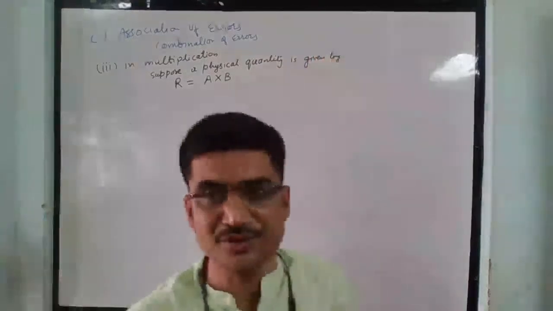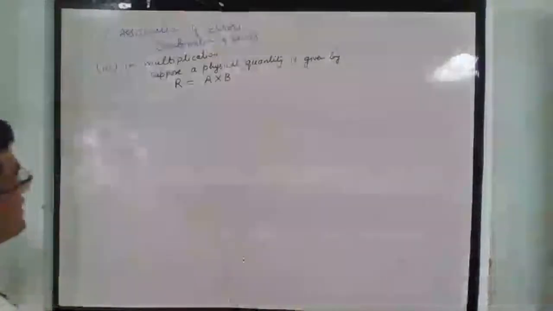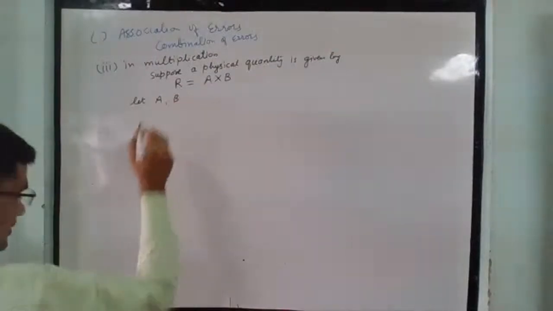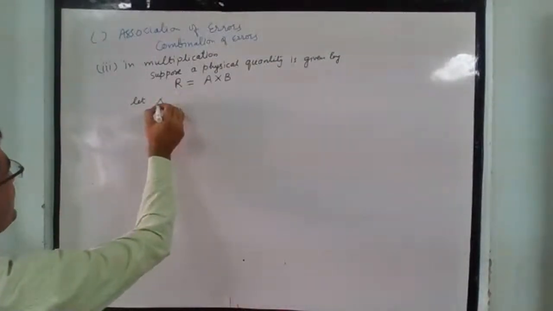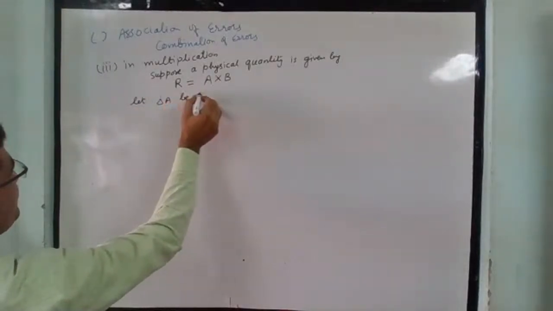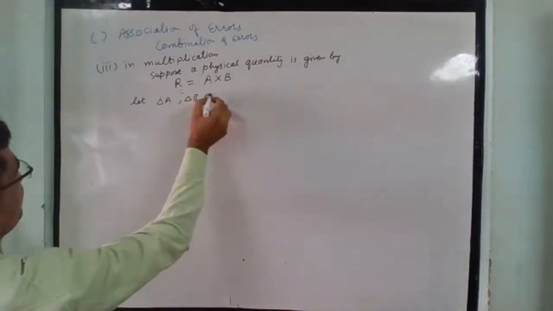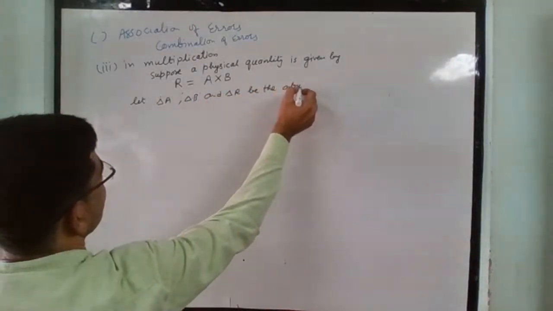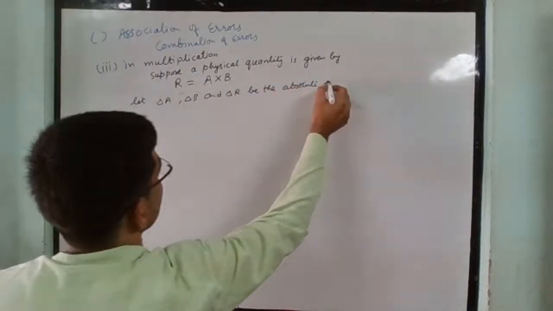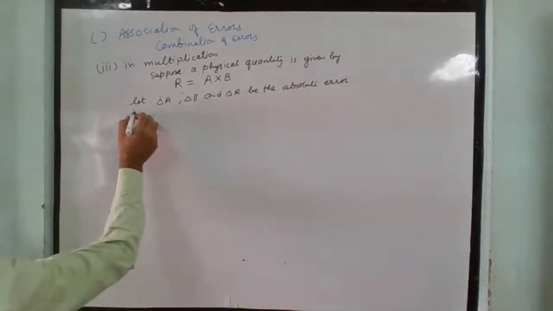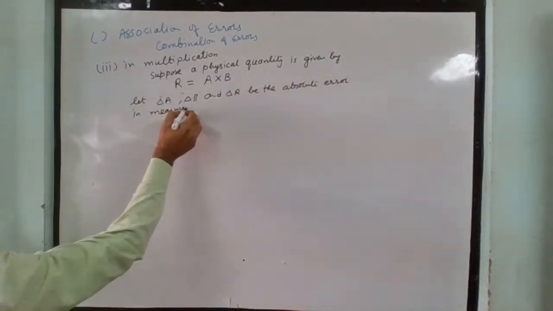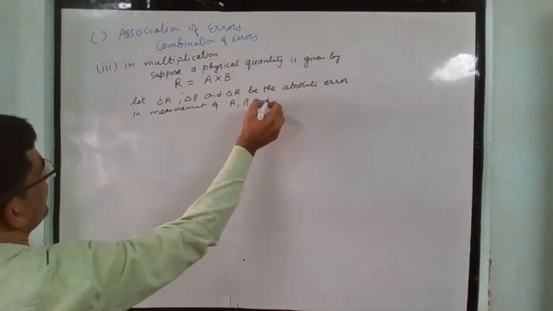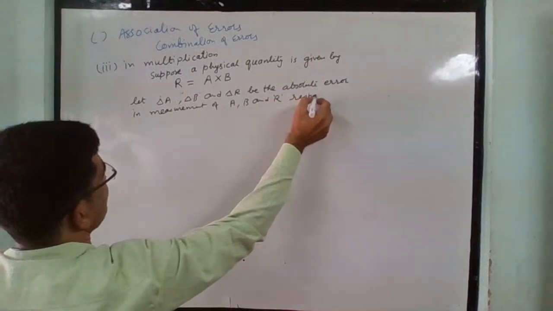R is equal to A cross A into B. Okay, and let delta A, delta B and delta R be the absolute error in measurement of A, B, and R respectively.